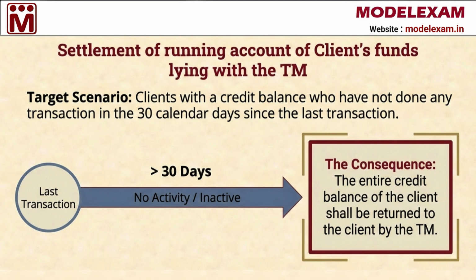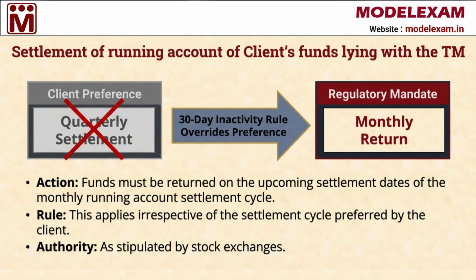Now, let us look at a very specific scenario regarding inactive accounts. Suppose you have some extra money or a credit balance sitting idle in your trading account. If you have not executed a single trade or done any transaction for more than 30 calendar days since your last activity, the system flags your account as inactive. When this 30-day period of no activity is crossed, there is a very clear consequence. The trading member is required by law to take your entire unused credit balance and return it directly back to you.